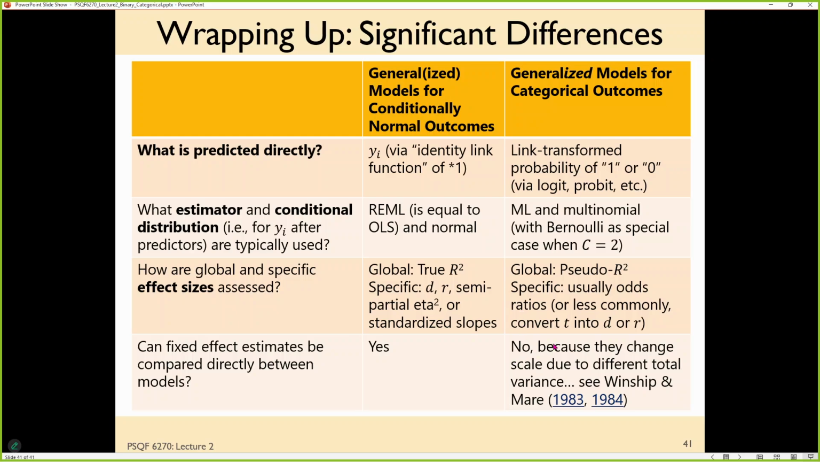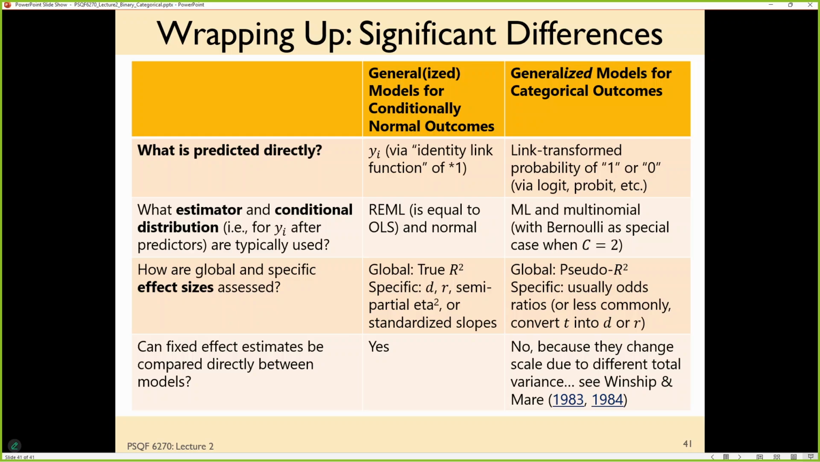standardized effect sizes. And can you compare fixed effects between models? In regression, you can. So if I have a set of predictors and then I add another predictor to my model, I can see how the first set of slopes changed, and I can talk about that. Like, oh, the relationships are smaller after I control for this other thing, or the relationships were significant and now they're not. I can do that. You can't do that in these models because they change scale.